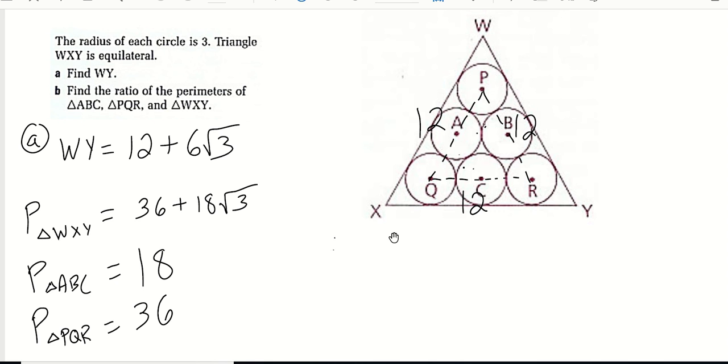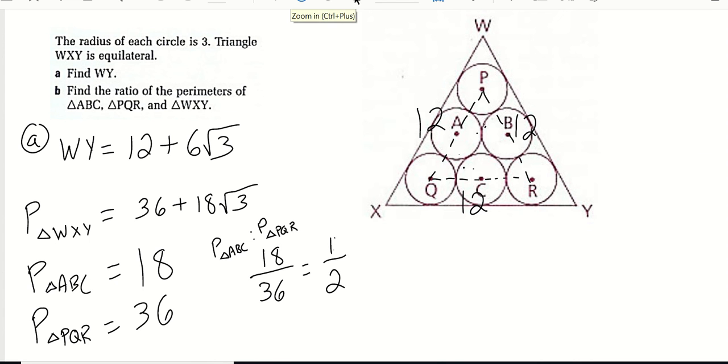So now we need to find the ratio of the perimeters. Triangle ABC, triangle PQR, and triangle WXY. We weren't directed what specific ratios we had to find. So let's do ABC to PQR, and then we'll do PQR to WXY, and then we'll do ABC to WXY as well. So the perimeter of triangle ABC to triangle PQR, 18 to 36, which is 1 to 2.